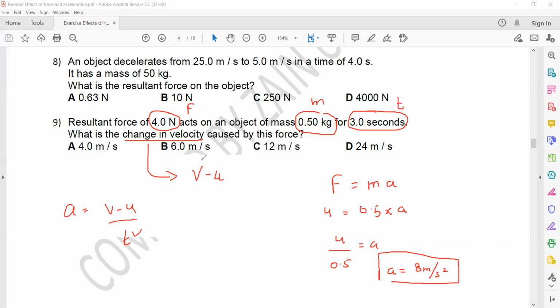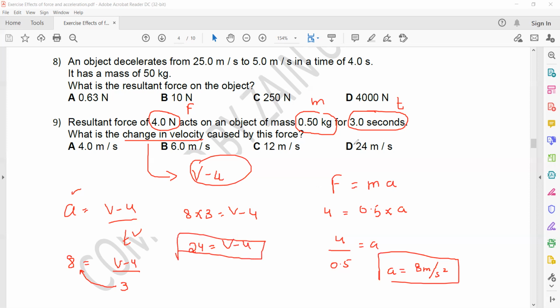But in the question they are asking V minus U, or change in velocity. So you have the formula A equals V minus U divided by T. Now we have A and we have T, so we can find V minus U. A is the acceleration 8, V minus U is unknown, and T is the time, according to the question it is 3. If 3 is divided here, on the other side it will be multiplied. So 8 multiplied by 3 equals V minus U. 8 multiplied by 3 is 24. So the change in the velocity is 24. That's why D is the right answer. Is it clear, this part?